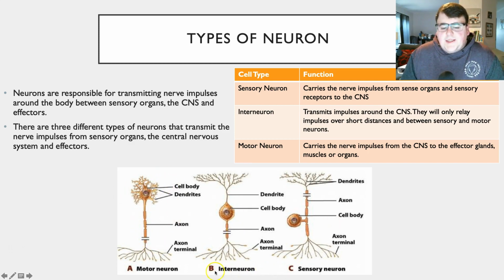You may be given a test and asked which one is a motor neuron, which one's an interneuron, which one's a sensory neuron. You may be asked to draw one of them. They all have the same things: your dendrites, your cell bodies, your axons, your axon terminals. It's just that they're in different locations. The motor neuron's usually the standard one we draw, but you could be asked to draw any of those 3.